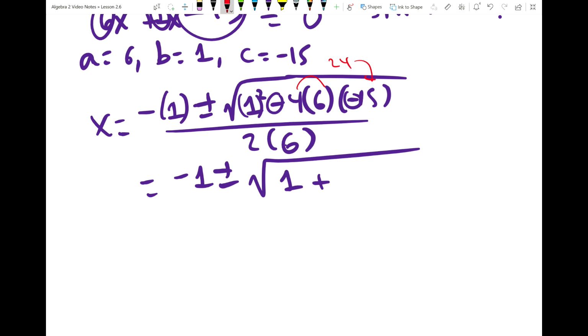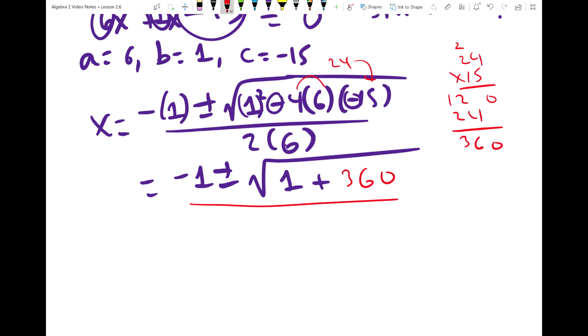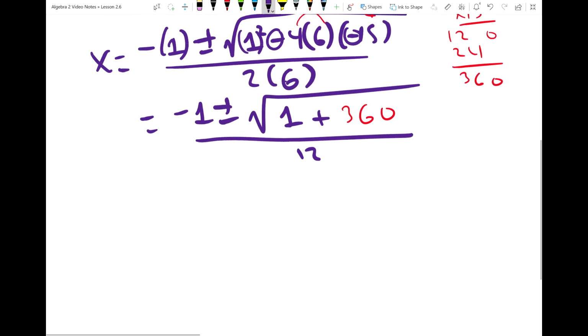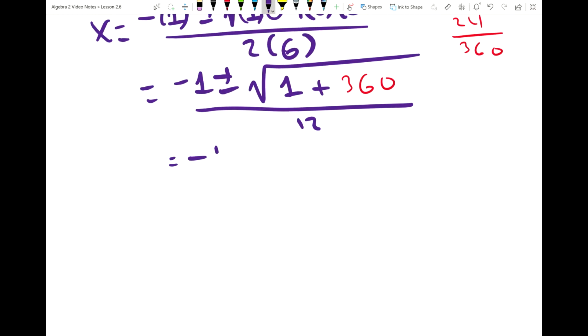So we got to do 24 times 15. So it looks like it's 360. So we got 360 over here. And let's double check that math real quick. Yep, okay. So we got 361 all over 12. So we got negative 1 plus or minus the square root of 361, over 12.